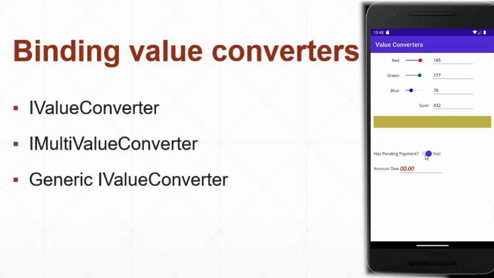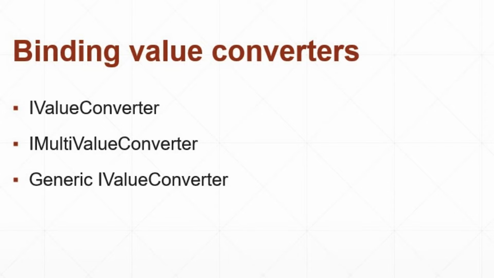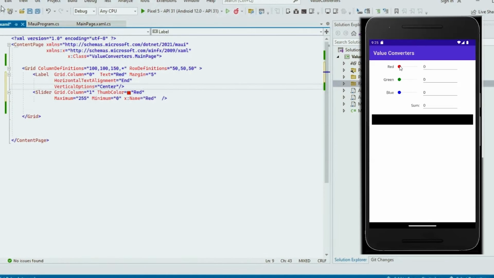In this video, we will see binding value converters. Data bindings usually transfer data from a source property to a target property. When implicit data conversion is not possible, we will have to use binding value converters. In the following demo, we will see value converters and how they are used in the data binding.